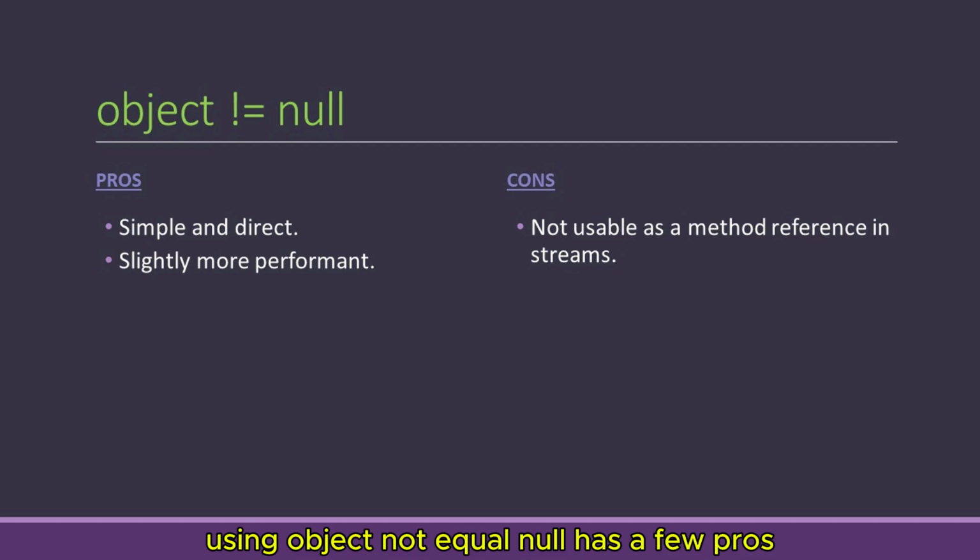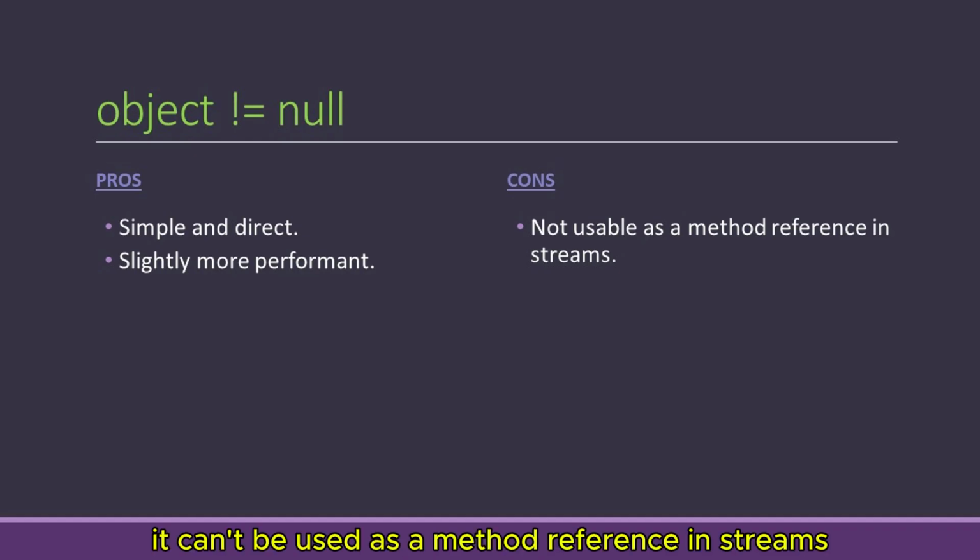Using object != null has a few pros, but it also comes with some cons. On the plus side, it's simple, direct, and slightly more performant. On the downside, it can't be used as a method reference in streams.